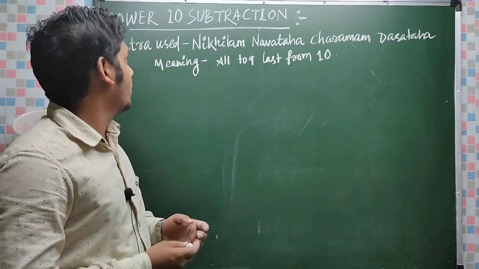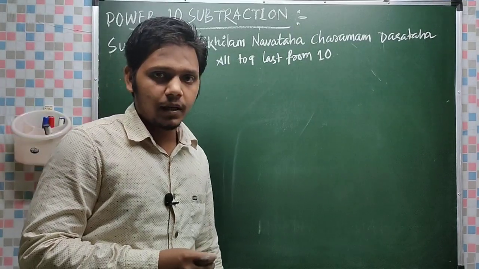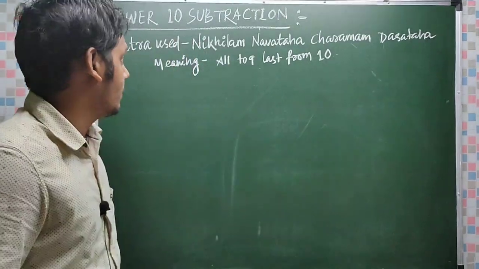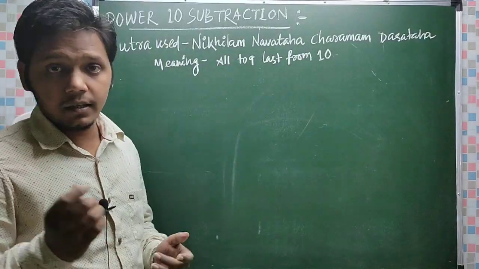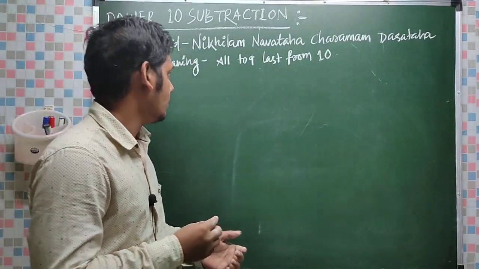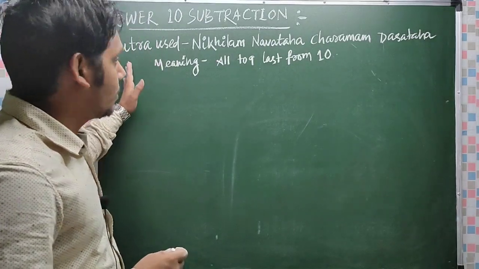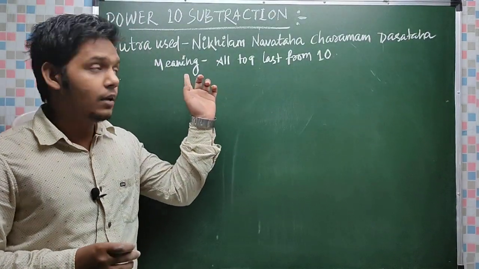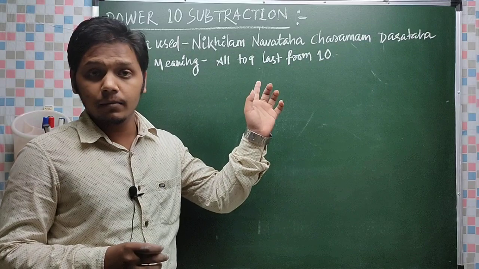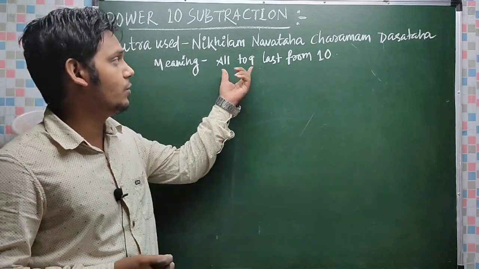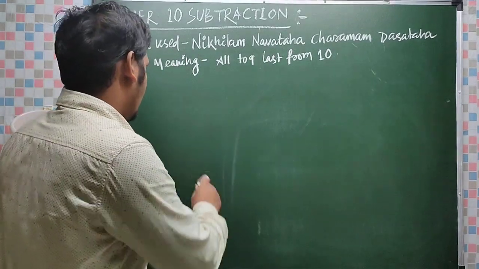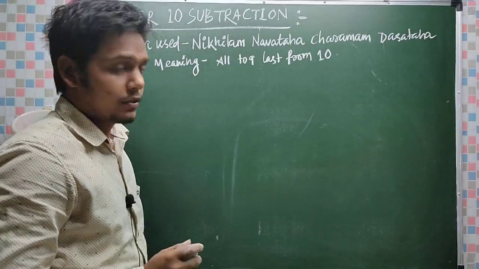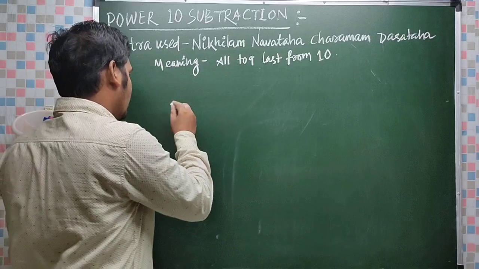In this video we are going to discuss power 10 subtraction. Power 10 subtraction is just like racing subtraction, but here you will see a series of 0s. The sutra used in power 10 subtraction is Nikhilam Navatashcaramam Dashatah, which means all from 9 and the last from 10. So we will discuss some numbers regarding this concept.